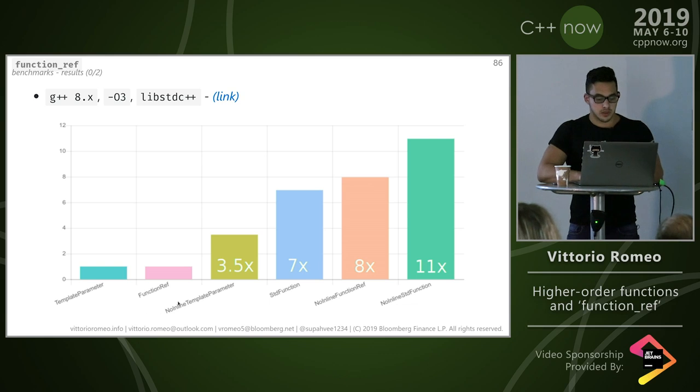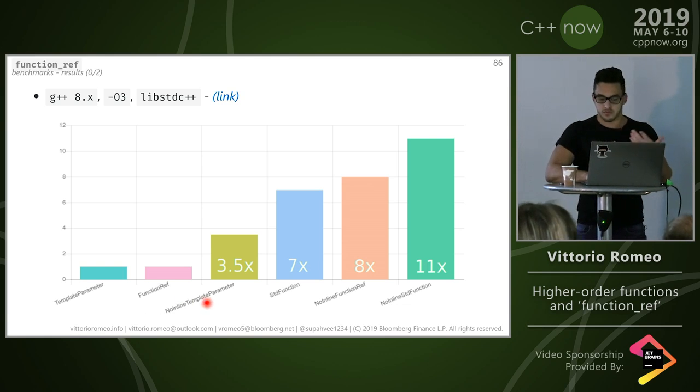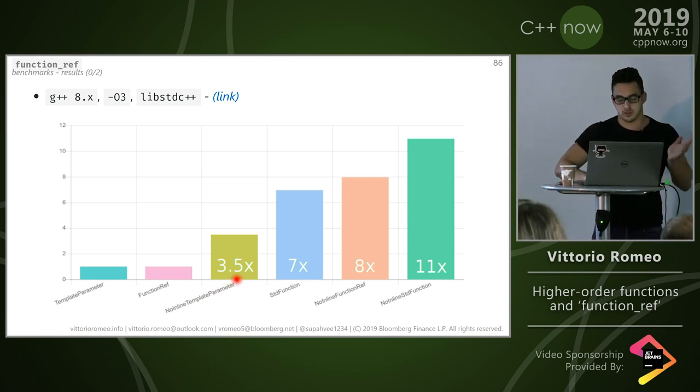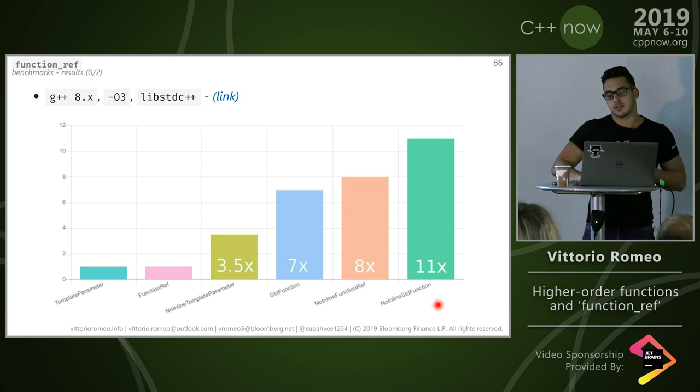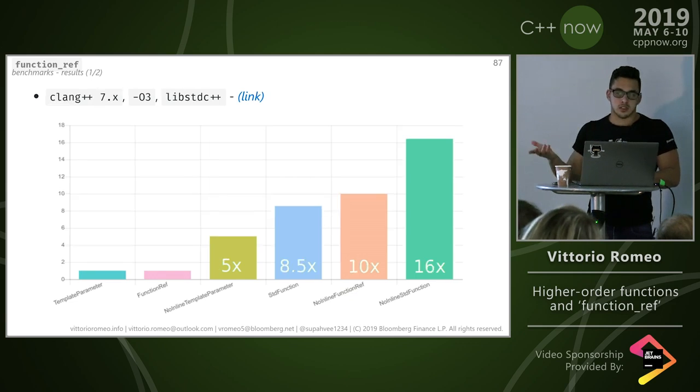Without inlining, it's a little bit different. So template parameter is very good, just 3.5 times slower than the normal template parameter. And now function_ref shows some overhead, but still it is faster than a std::function even without inlining, and it's roughly twice as slow as a template parameter. So this is GCC, and results are very consistent with Clang as well.